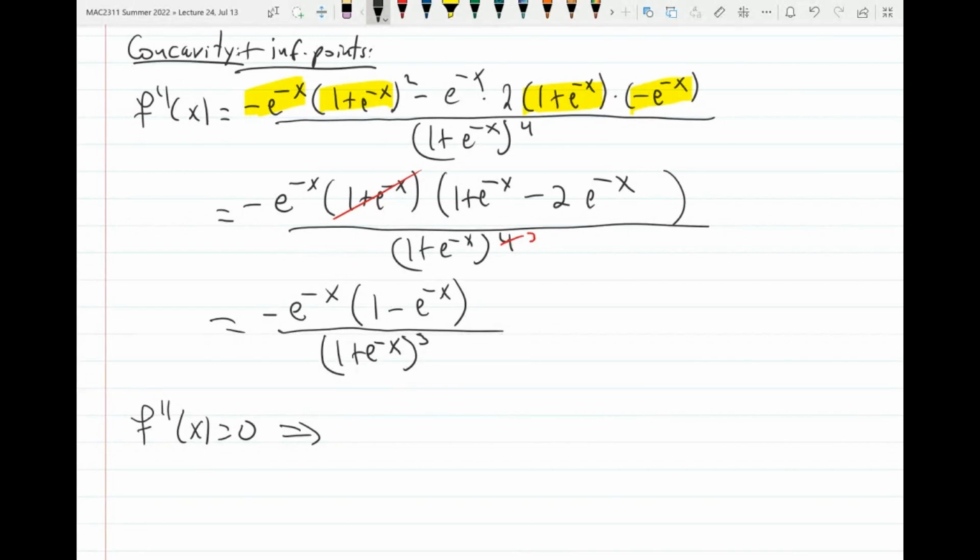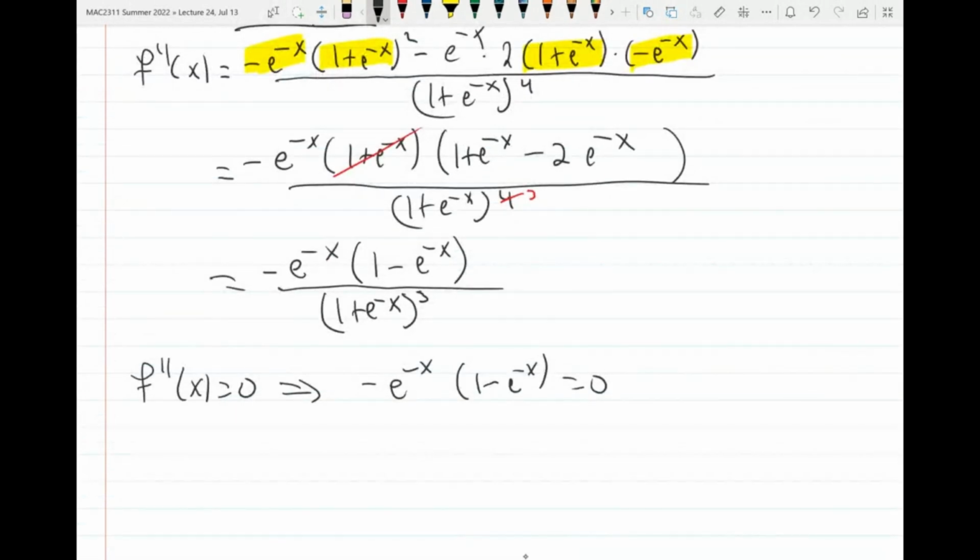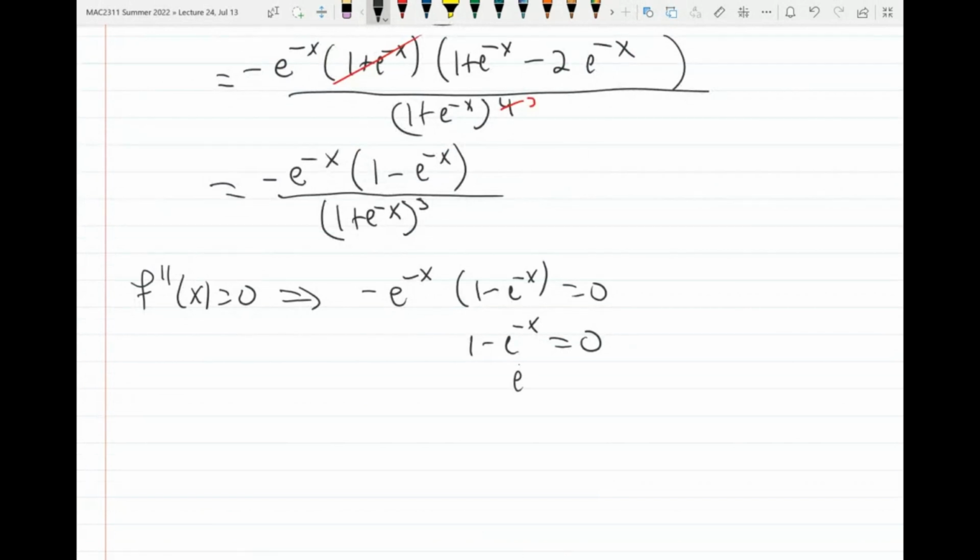If this is equal to 0, it's only because the top is 0. And if the top is 0, because the first factor is never 0, it's because this is 0. So this must be 1, meaning x has to be 0, right? The only solution here is x equals 0. If you want, you can say negative x is ln of 1, which is 0. So x is equal to 0, okay?